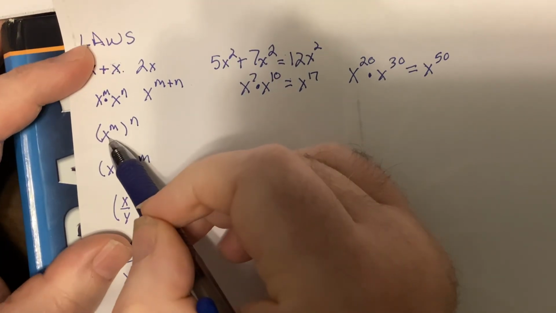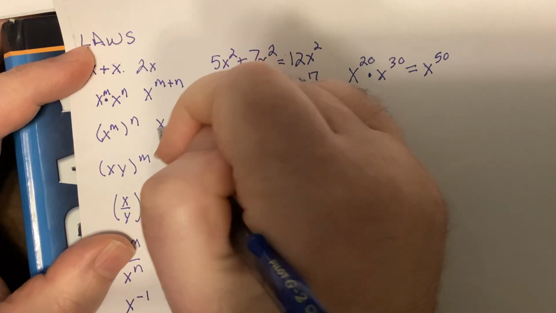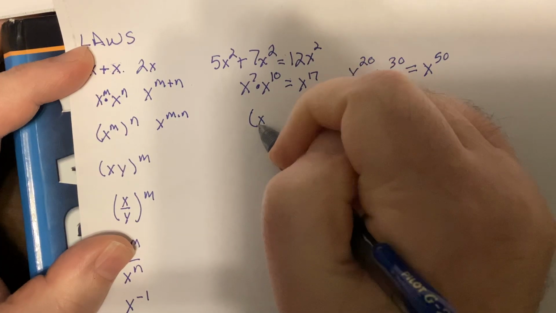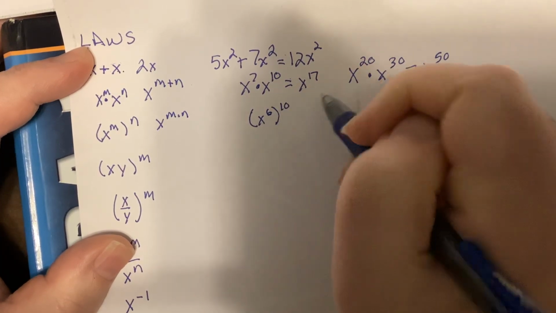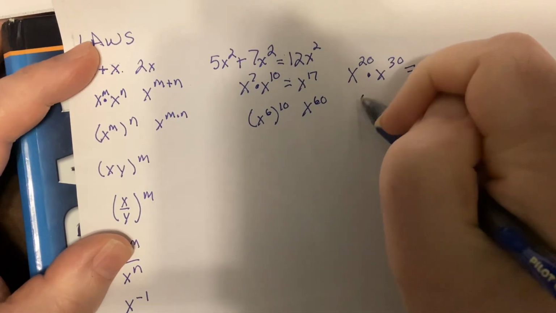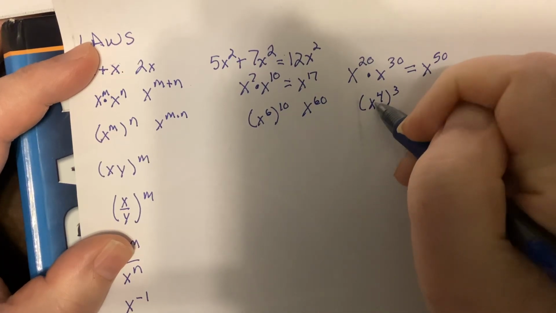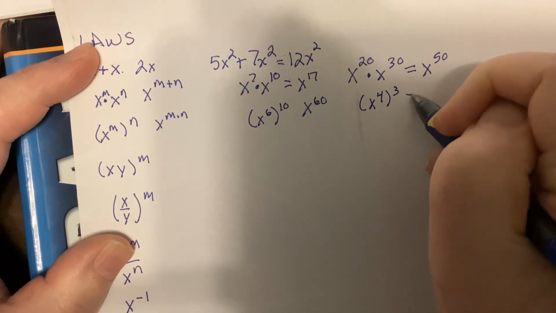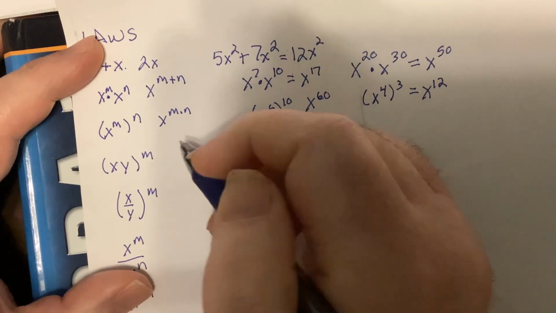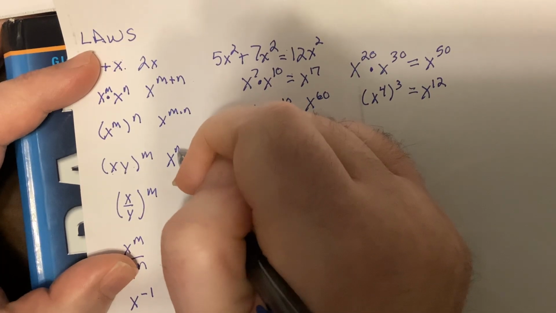Next one, when you have a base to a power, then you raise it to another power, you multiply the powers. So if I have x to the 6th to the 10th, that'd be x to the 60th. So if I have x to the 4th to the 3rd, base to a power all raised to another power, you multiply, yes, x to the 12th. Hey, good job.